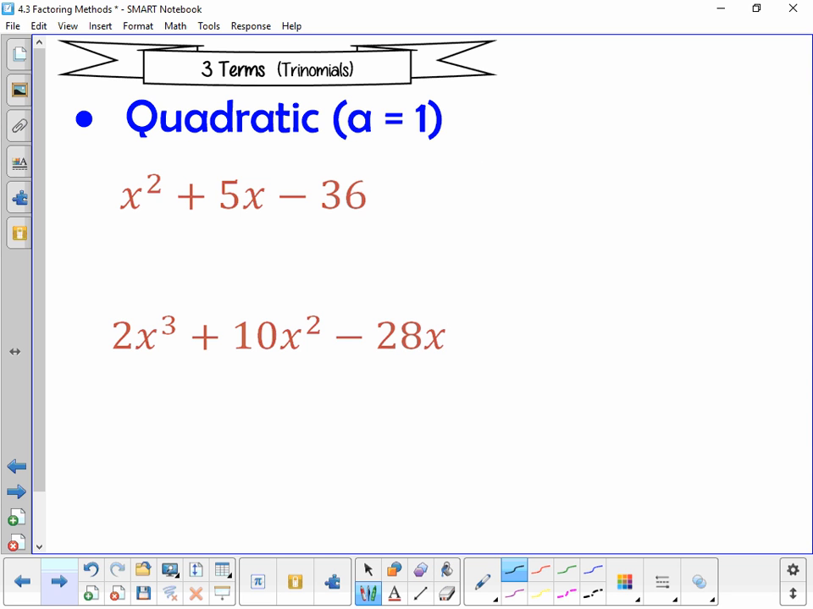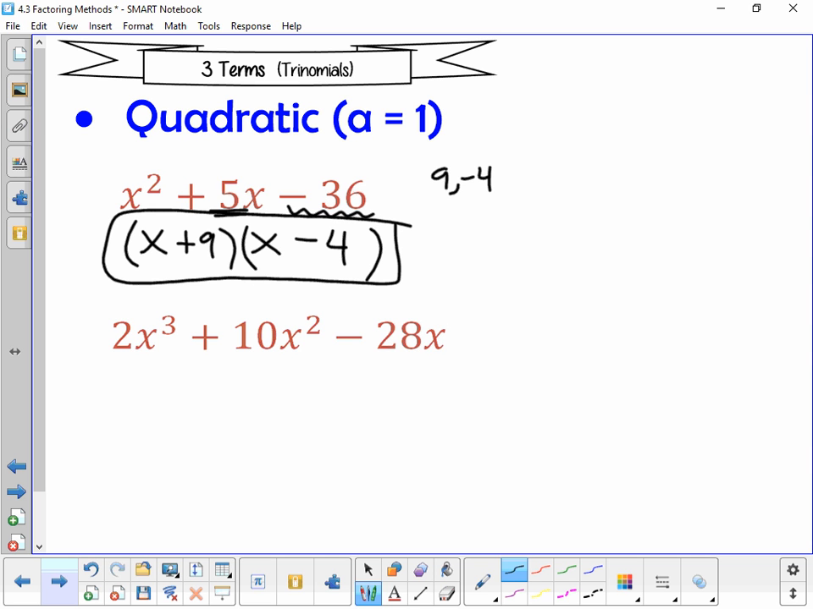So first, easy peasy ones. Remember when we have x squared plus something like this, x squared plus 5x minus 36, we think about the factors of this number that add to this number. We have x's in the beginning leading us, and in this case it would be 9 and negative 4. So here is our factorization.